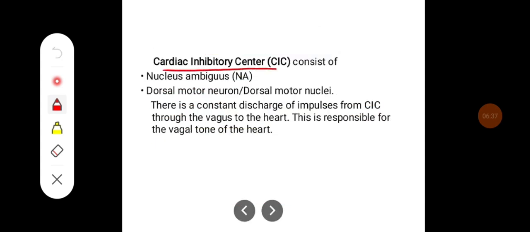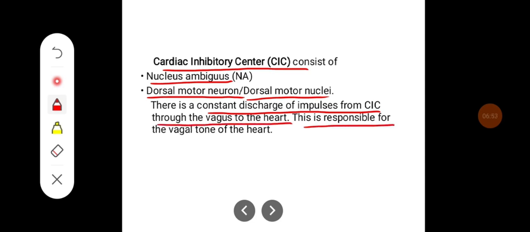The cardiac inhibitory center consists of nucleus ambiguus and dorsal motor nucleus of the vagus. There is a constant discharge of impulses from cardioinhibitory centers through the vagus to the heart. This is responsible for the vagal tone of the heart.